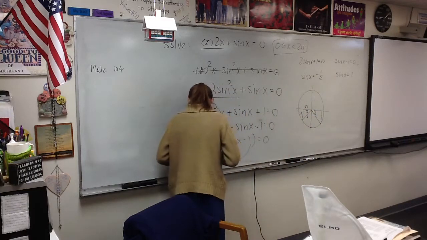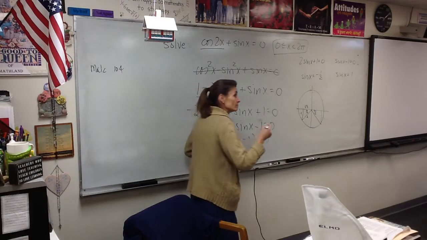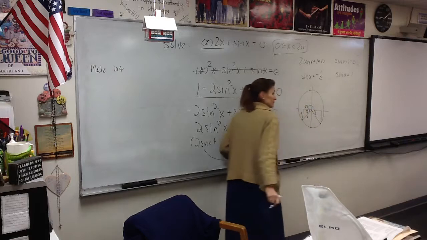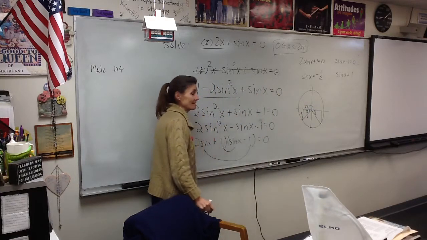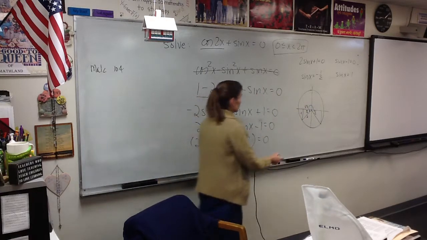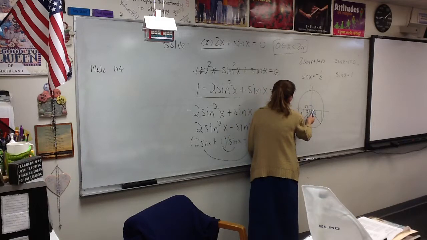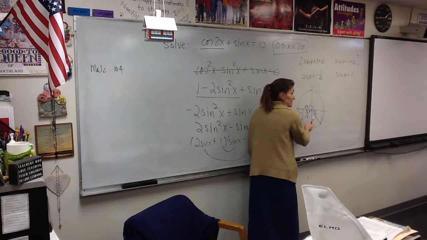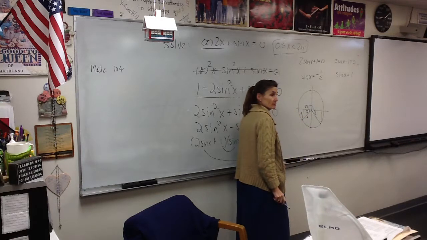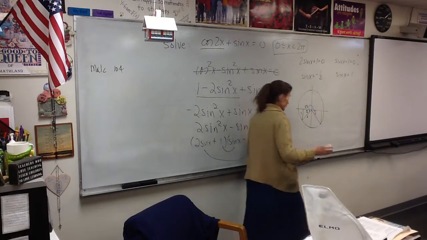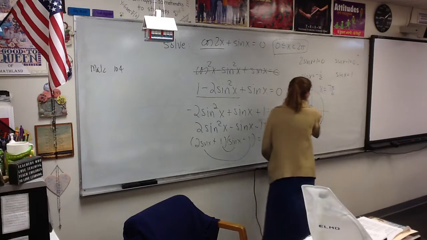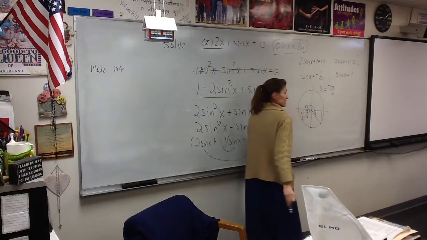Is pi over 6 our answer? No. Nope. This is your answer. What is that? That is 4 over 6, which is 2/3. This is pi plus a sixth. So how am I going to write that? 7 pi over 6. Very, very good. It's 1 pi and a sixth.